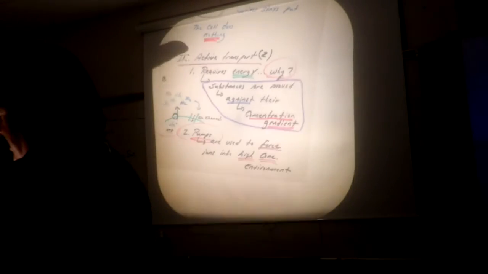Here we go. All right, so you have your notes right here on active transport. What does that two mean after active transport? Yeah, there's two types of active transport. All right, we'll get to that. But what is the difference between active transport mechanisms and passive transport mechanisms?